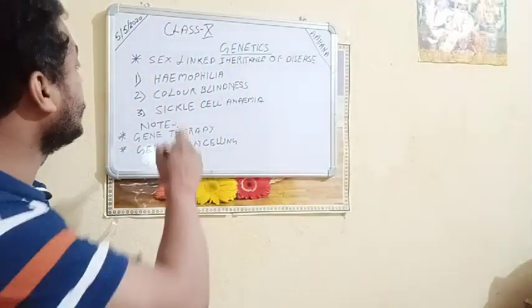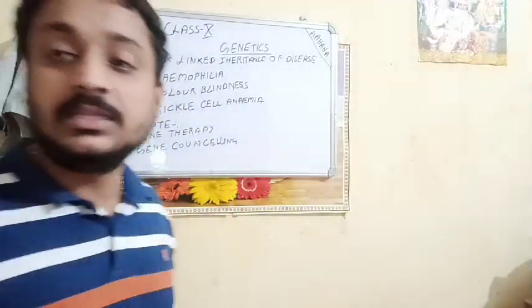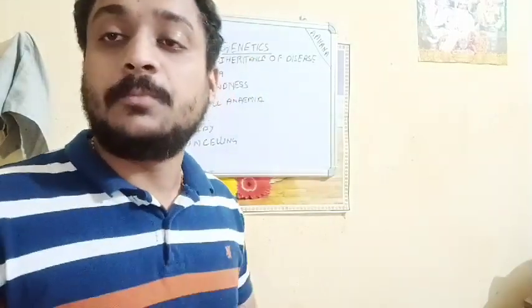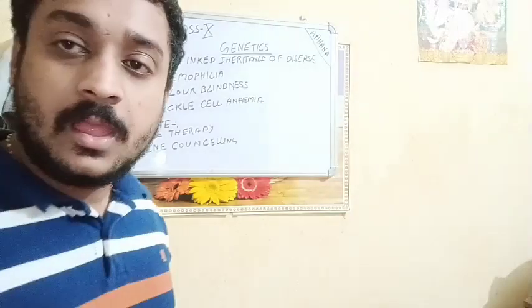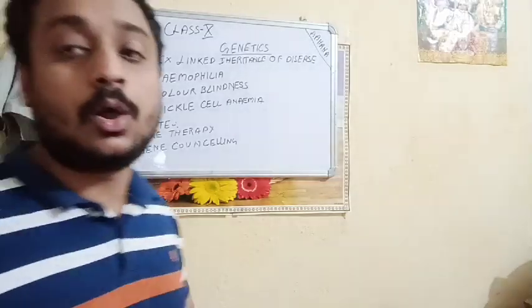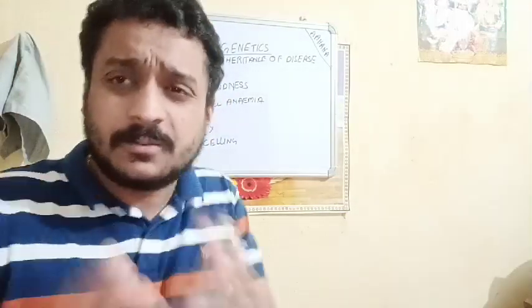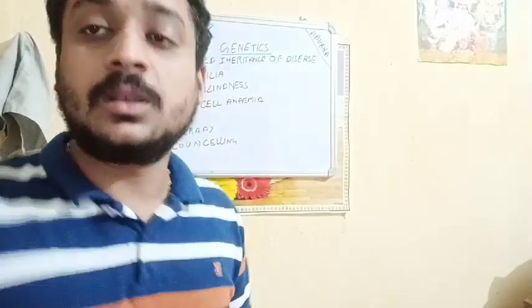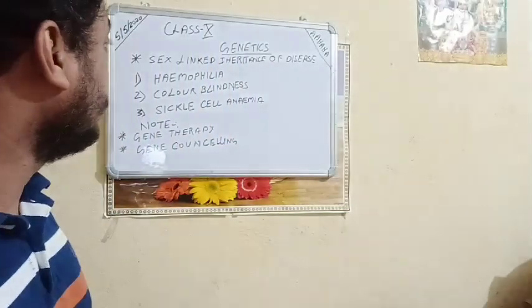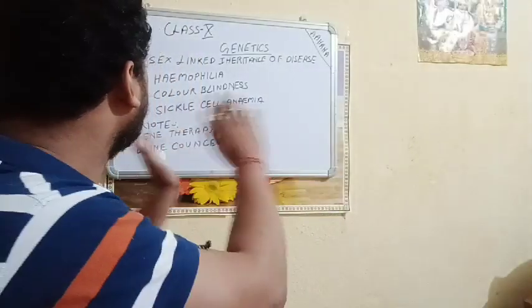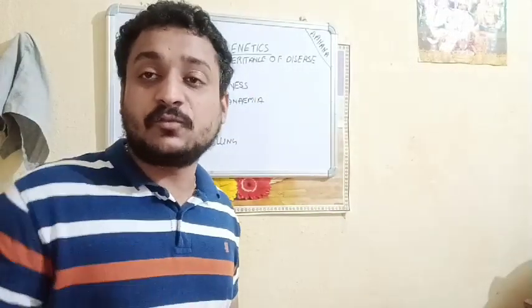So today we will be learning how diseases like hemophilia, color blindness, sickle cell anemia will be transmitted from the parents to their particular generations. And we have a very special topic today: we will be going to gene therapy and gene counseling also. Just a brief idea, to make things more clear and conceptual to you. First, we will have an idea about what is hemophilia, what is color blindness, what is sickle cell anemia. So first of all, we will learn about hemophilia.